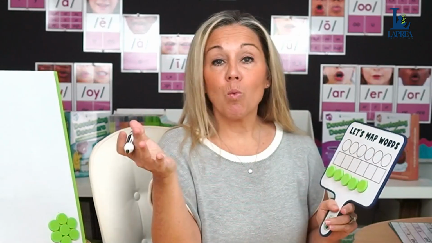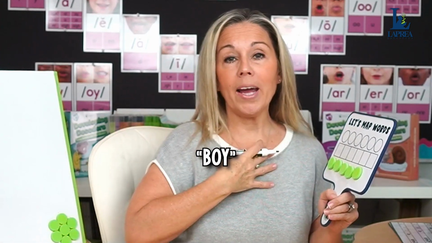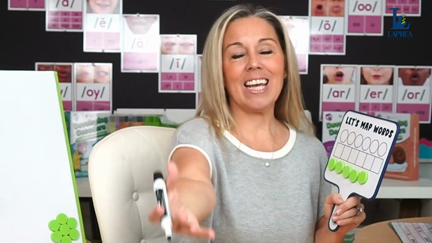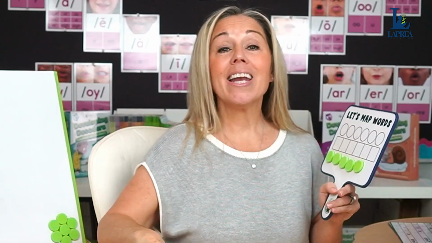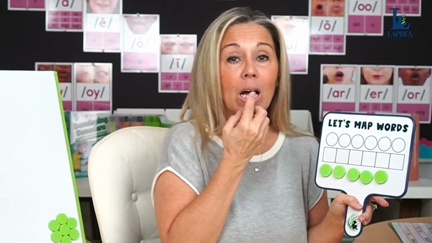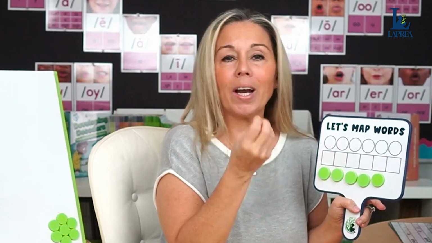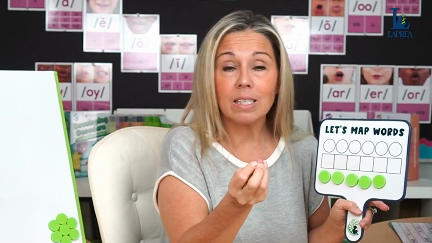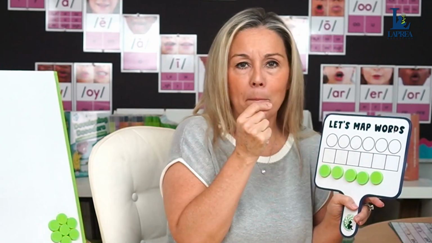Finally, let's map the word boy. So boy, boy. I say it, they say it. Boy, boy. Now let's tap out the sounds. Don't say buh. We want to make that sound tight. We don't want to add that schwa onto the buh sound. We want to say b, b.